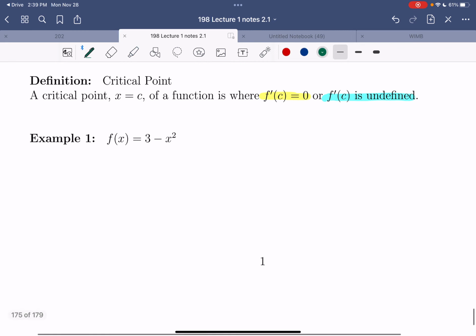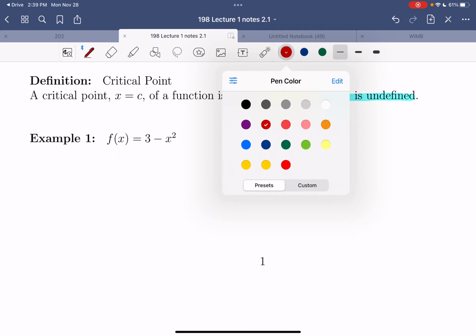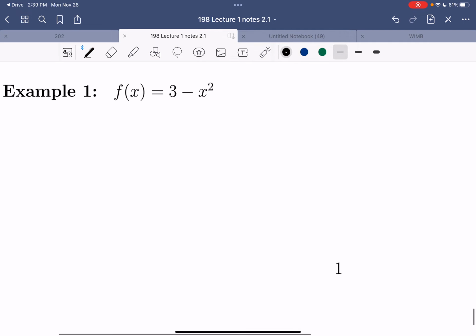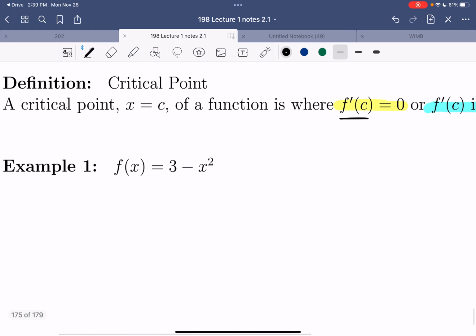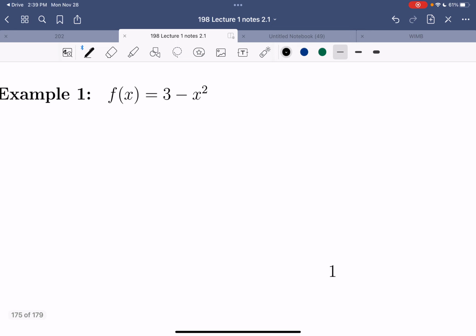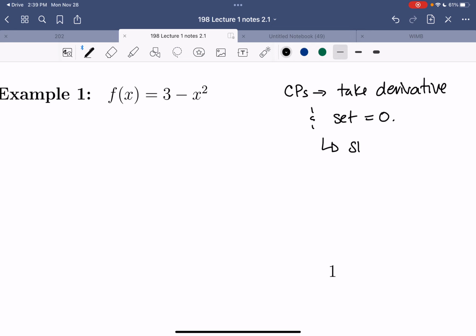So if I was going to find the critical point for example 1, I'm going to do exactly what's here. I'm going to try to find the points where the derivative is equal to 0. So for critical points, which I'm going to call CPs, we take the derivative and set it equal to 0, and then solve for x. And I spelled it wrong. So that's what we want to do.